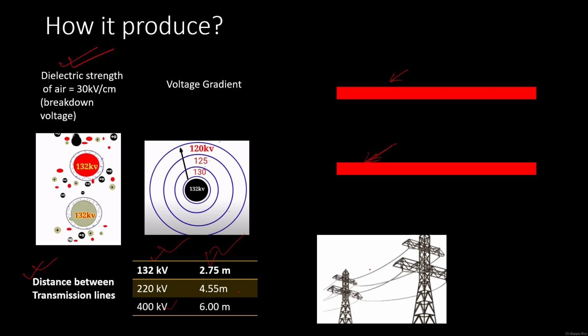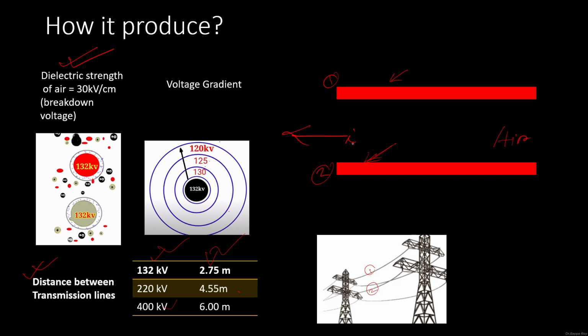Suppose we are assuming this one is the first conductor, this one is the second conductor. Okay, these two conductors, this one is number one, this one is number two. Current is flowing through this conductor, I. In between this, that is air.